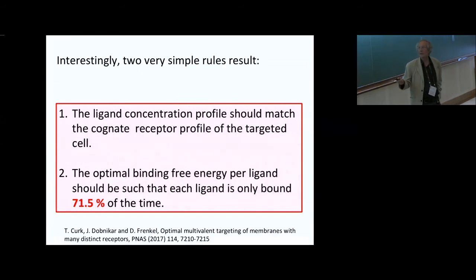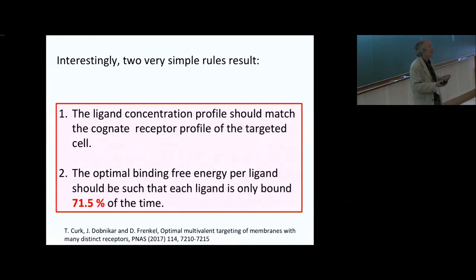The first thing is that, not surprisingly, if you know what your target receptor concentration profile is, the ligand concentrations on your nanoparticle should be the same. So if it's 30-70, then the ligand concentration cognate to these receptors should also be 30-70. More surprising is that the binding free energy per ligand should be such that it's only bound 1.5% of the time. That doesn't depend at all on the chemistry or anything else. It's just 1.5%. So it's not very strongly bound.